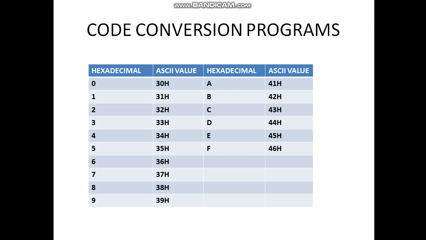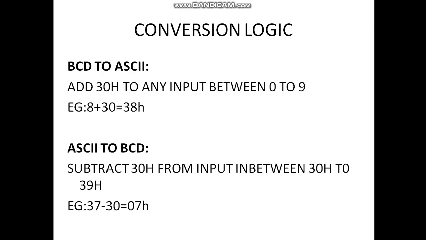Similarly for 1, it is 31, 2, 32, 3, 33, 4, 34, 5, 35, 6, 36, for 7, 37, 8, 38, 9, 39. And the ASCII value for A is 41H, B 42H, C 43H, D 44H, E 45H and F 46H. So we need to write a program in such a way that for a given hexadecimal number or a BCD number, we get the following ASCII digits. So how to perform the conversion?